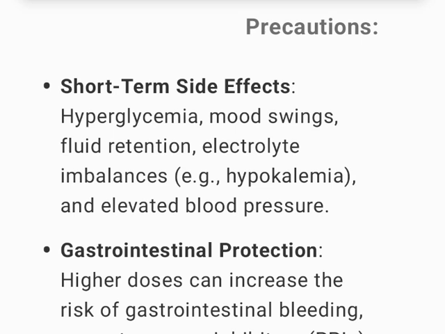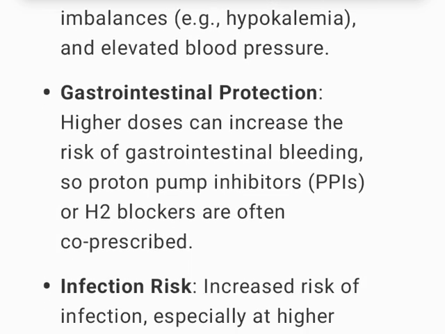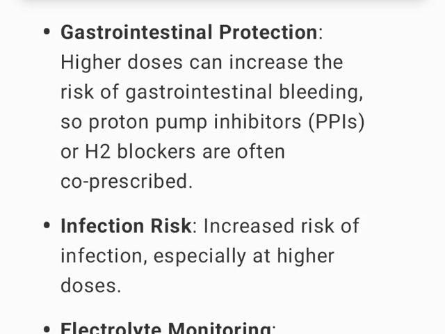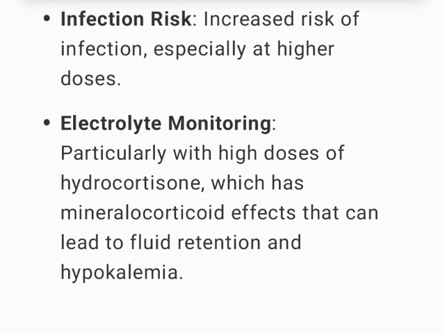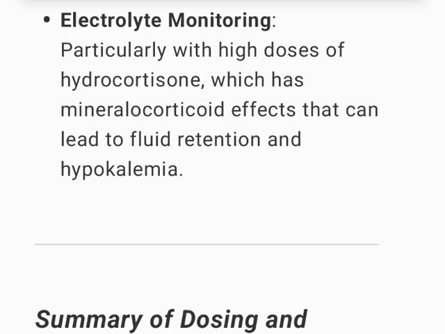Precautions: short-term side effects, hyperglycemia, mood swings, fluid retention, electrolyte imbalances, e.g. hypokalemia, and elevated blood pressure. Gastrointestinal protection: higher doses can increase the risk of gastrointestinal bleeding, so proton pump inhibitors, PPIs, or H2 blockers are often co-prescribed. Infection risk: increased risk of infection, especially at higher doses. Electrolyte monitoring, particularly with high doses of hydrocortisone, which has mineralocorticoid effects that can lead to fluid retention and hypokalemia.